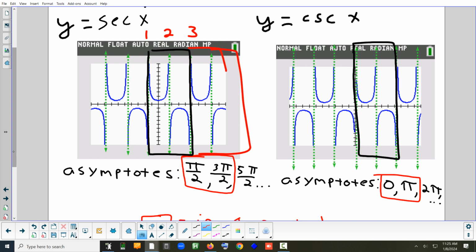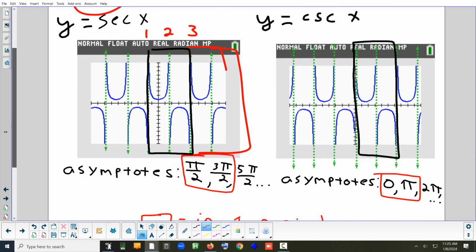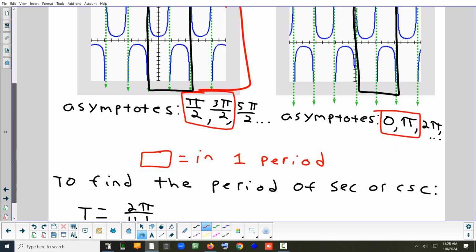But what's different about this graph compared to tangent? Tangent does something that these graphs don't. These graphs never cross the x-axis. They can't, because the formula for them is 1 over cosine. If you take 1 and divide by anything, will it ever equal 0? No. So secant and cosecant cannot equal 0.